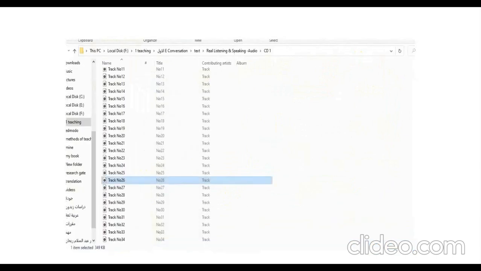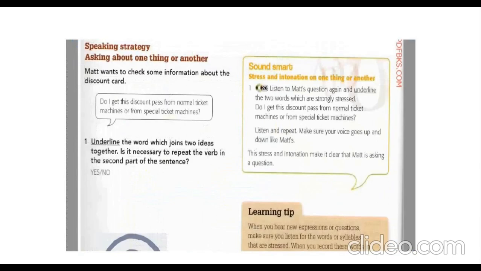Recording 26. Do I get this discount pass from normal ticket machines or from special ticket machines?